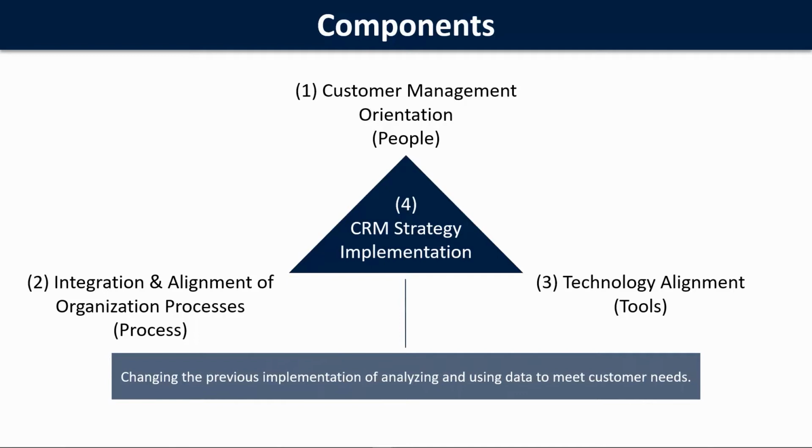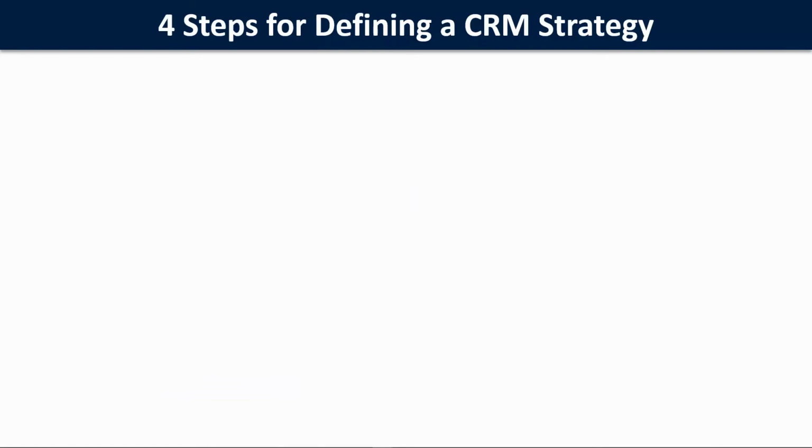And we would often break it down into these three categories of people, process, and tools, and that happens to align well with this broader understanding of strategic customer relationship management components. So, suppose you want to develop a strategy. What would that process actually look like?